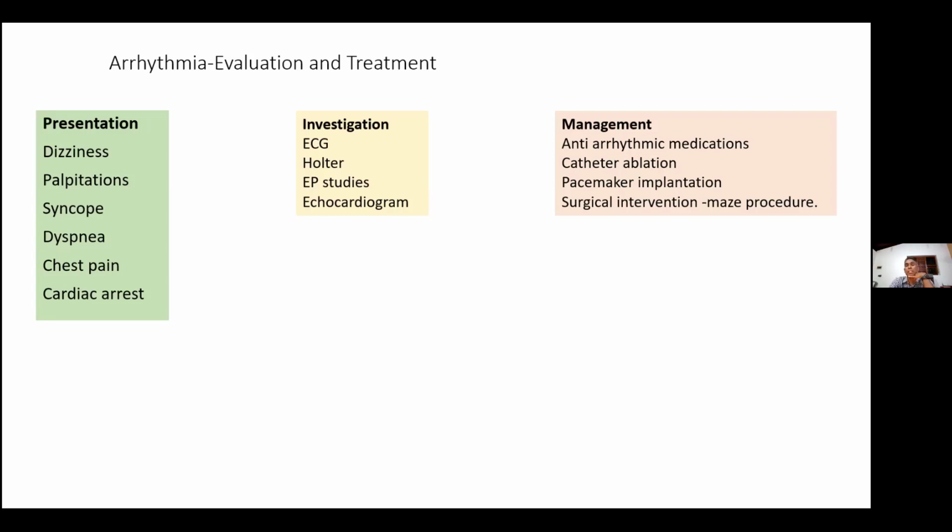Management, as I have mentioned: you start antiarrhythmic medications or catheter ablation. If it is a bradycardia, you can go for pacemaker implantation and surgical intervention. Sometimes for these atrial arrhythmias, during the surgery you can ask the surgeons to do the Maze procedure to prevent atrial arrhythmias. Sometimes they do it prophylactically, considering some high-risk patients.